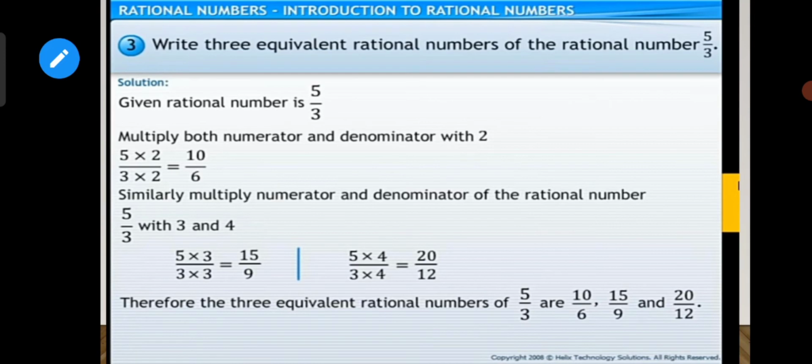Let's do one example. Write 3 equivalent rational numbers of the rational number 5 by 3. The given rational number is 5 by 3. Now let's multiply 5 by 3 by 2. The numerator and the denominator both will be multiplied by 2 and we get 10 upon 6. Similarly, we will multiply the numerator and the denominator of 5 by 3 by 3 and 4. So we get 15 upon 9 and 20 upon 12 respectively. Therefore, the three equivalent rational numbers of 5 by 3 are 10 upon 6, 15 upon 9 and 20 upon 12.